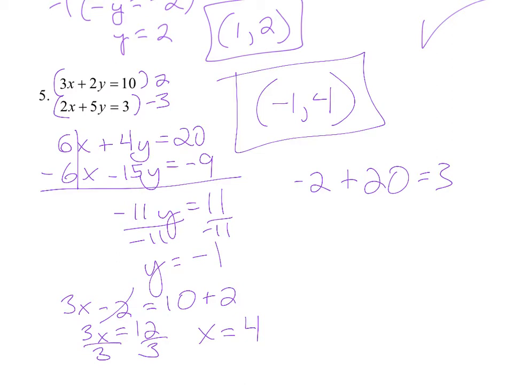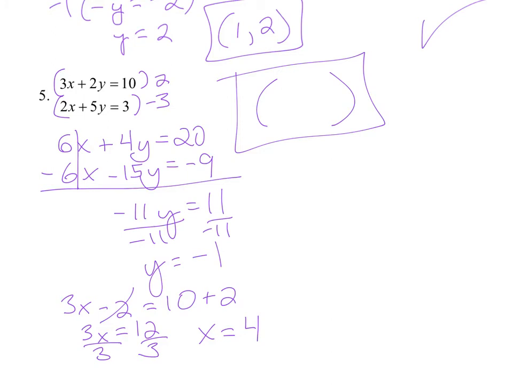Negative 15, 20, negative 9, 6 and negative 6. 4 and negative 15 is negative 11. Yeah, and 11 gives me negative 1. 3x, that negative 1 was y, so 3x minus 2 equals 10. Add 2, you get 12. Divide by 3, you get 4. X is 4. That's my problem. I wrote my answer backwards. See? That's why we check.